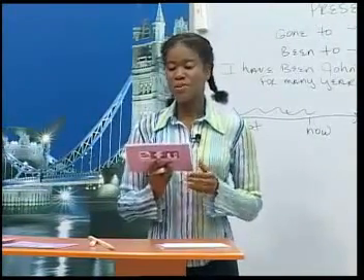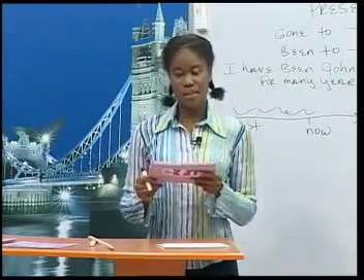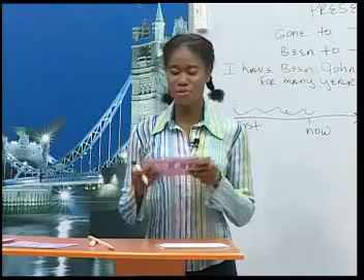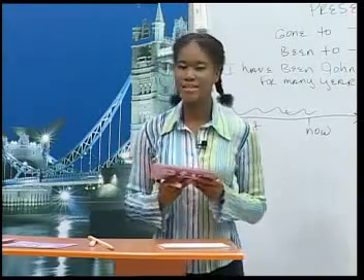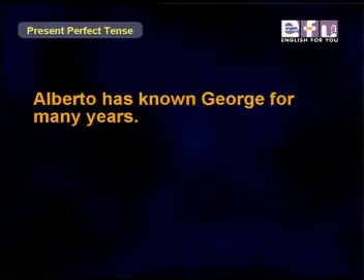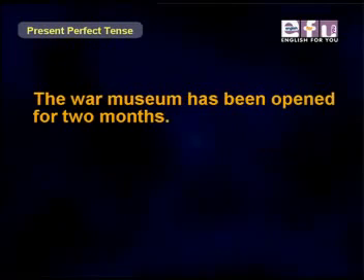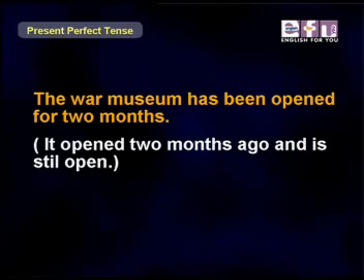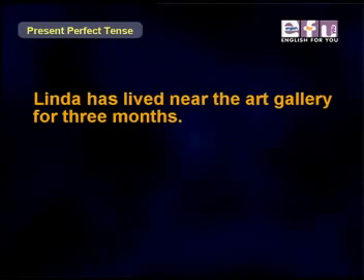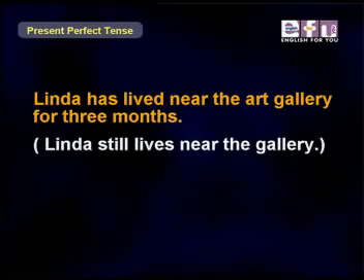We can use the present perfect tense to describe an action that began in the past and continues to the present. For example, Alberto has known George for many years. So this is saying he met him in the past and still knows him now. Next example. The War Museum has been opened for 2 months. So this is saying it opened 2 months ago, and of course it's still open. Next example. Linda has lived near the art gallery for 3 months. So this is saying that she still lives there now.